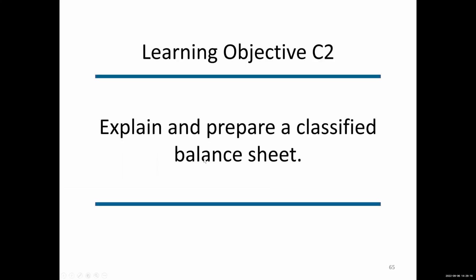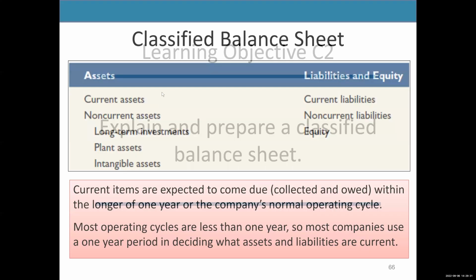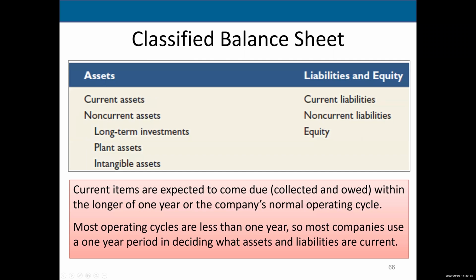Explain and prepare a classified balance sheet. What we're going to do is provide more information inside our balance sheet. And what is this new information? Well, we're just going to categorize our assets and liabilities into current and non-current. Current meaning short term, and non-current meaning, well, I'll just say over a year.